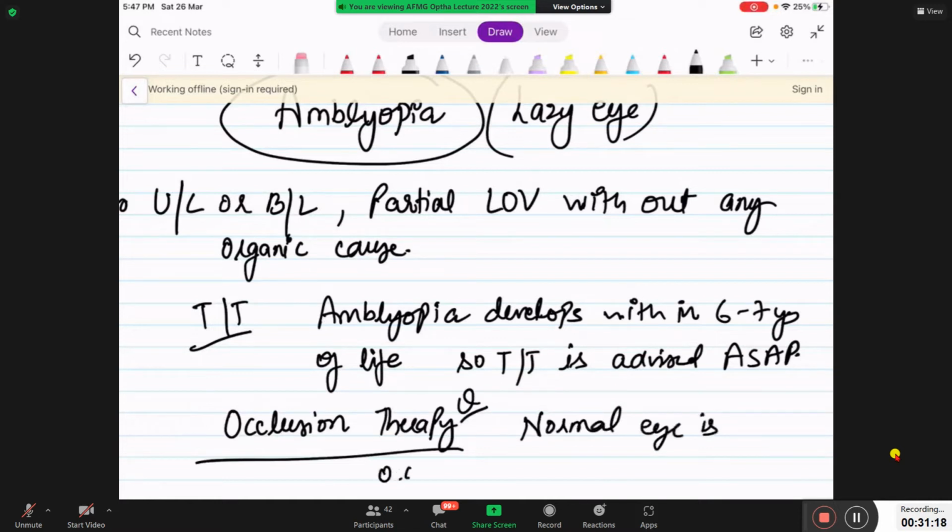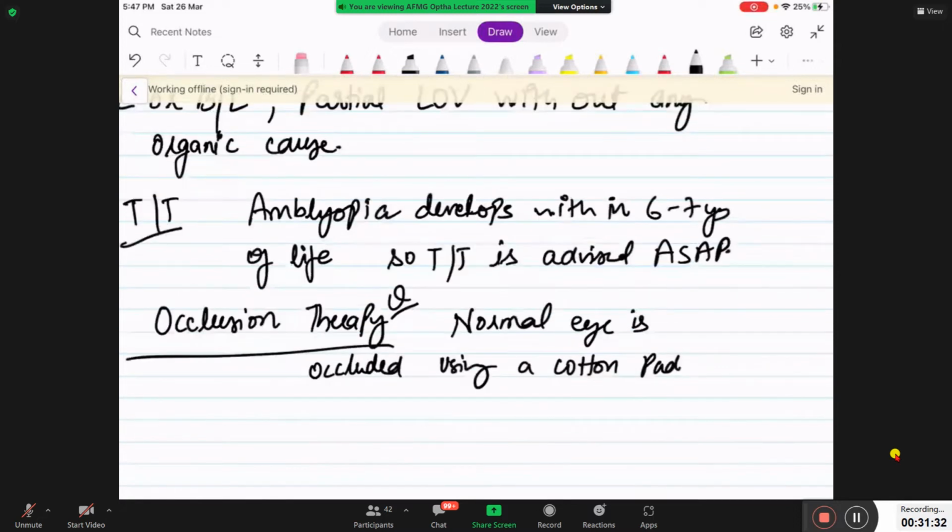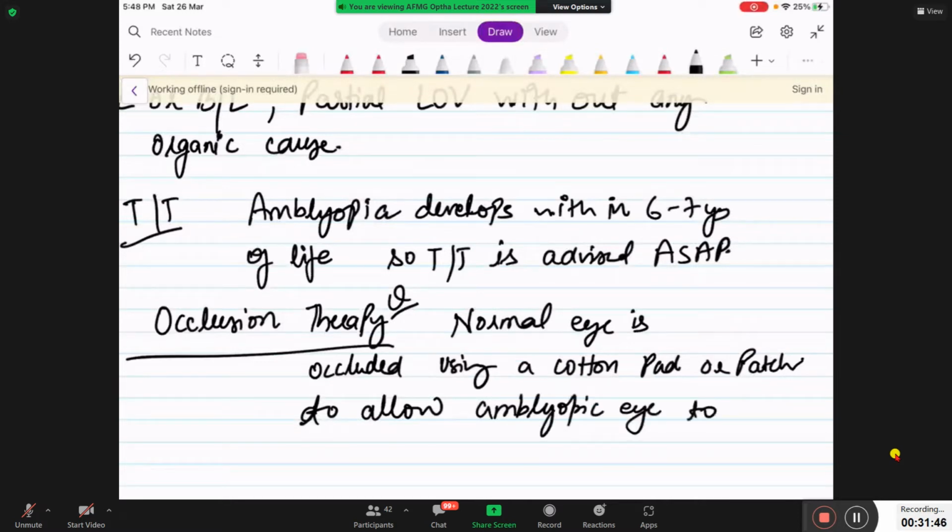The normal eye is occluded using a cotton pad or patch, to allow the amblyopic eye to fixate on objects. So my amblyopic eye will be forced to see the objects because I have covered the normal eye.